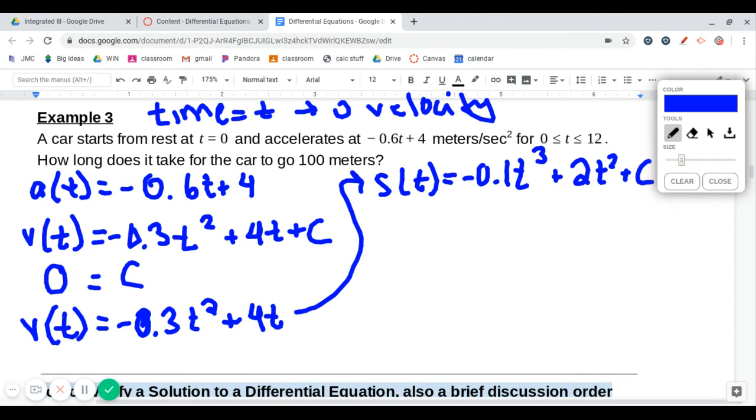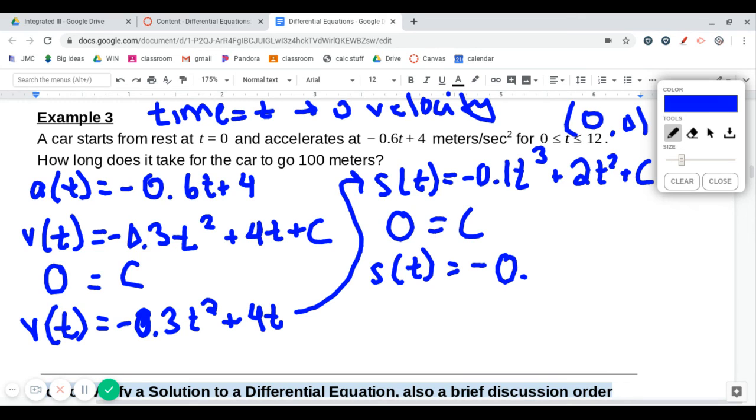Alright, now again, same thing: initial condition. The car is starting from rest at t equals 0, which means that its initial position is 0 at time equals 0. So again, our initial condition here is (0, 0). So to find c, we plug in 0 for s of t, and then plug in 0 for all the t's. Notice this first term is 0, and the second term is also 0, so 0 is c again. Which means our position function equals negative 0.1t cubed plus 2t squared.